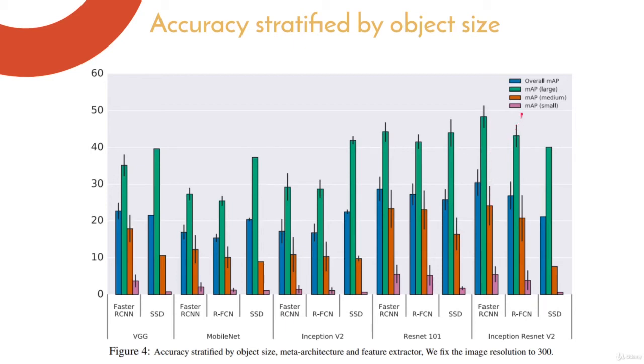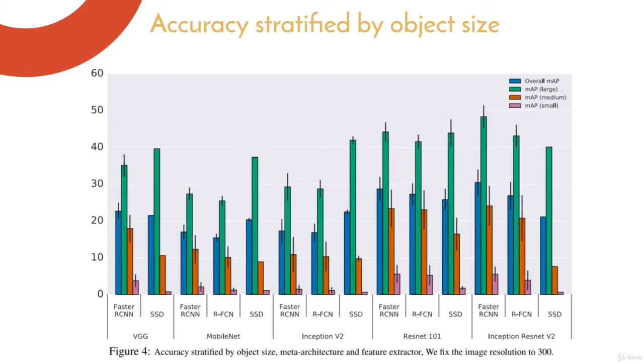And also, when we look at the small objects, so the pink color here, again, we see that faster RCNN is doing very well. And here, this is faster RCNN with ResNet 101 as a backbone, and this is faster RCNN with Inception ResNet v2 as a backbone. So this is also something that you should consider when choosing your neural network, depending on the sizes of the objects that you want to detect.